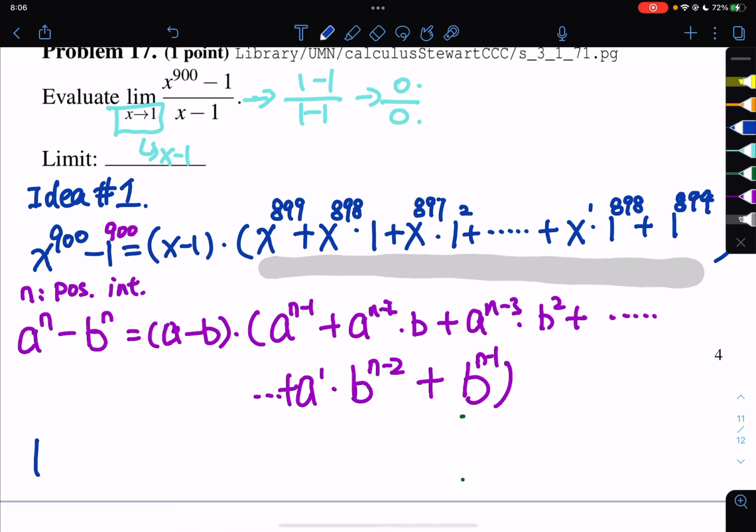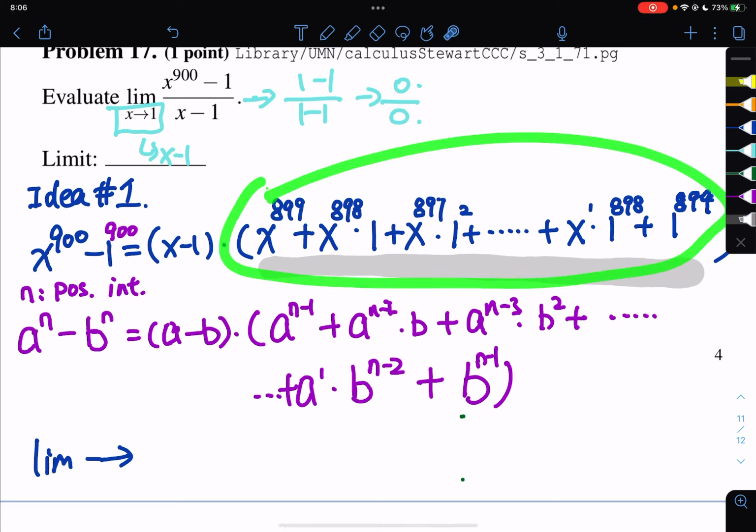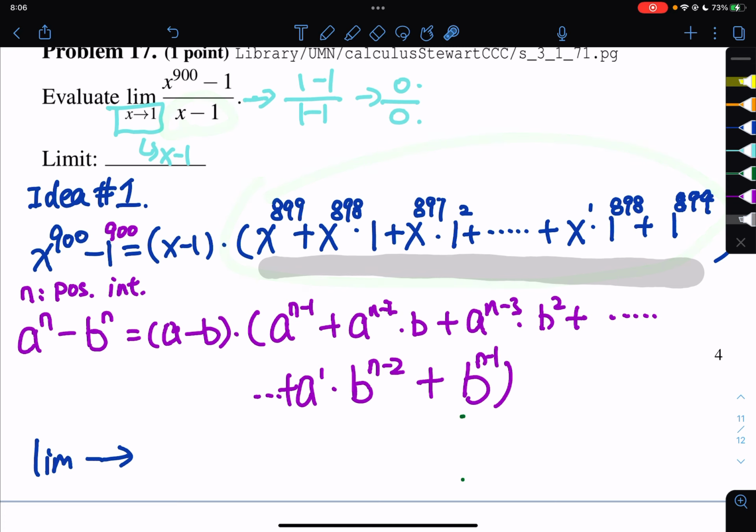Therefore, my original limit question is going to be changed into x minus 1, multiplied by this whole expression here, divided by x minus 1. So my limit problem is going to be simplified as x approaches 1. So I'm replacing all the x by 1.